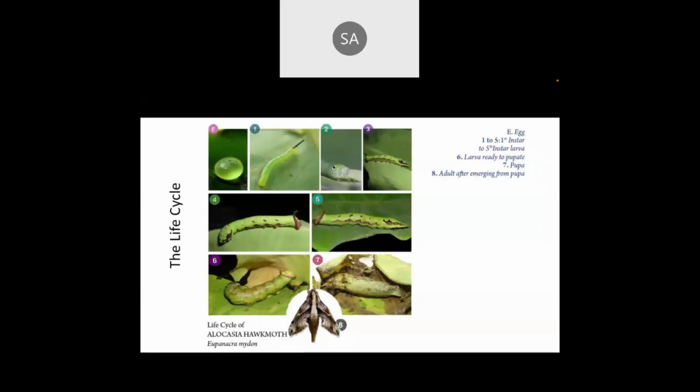So this is the life cycle of a hawk moth, the Alocasia hawk moth. This is my first life cycle, that's why I kept the photograph. I did this with Rajiv Taryang sir, back in 2012.